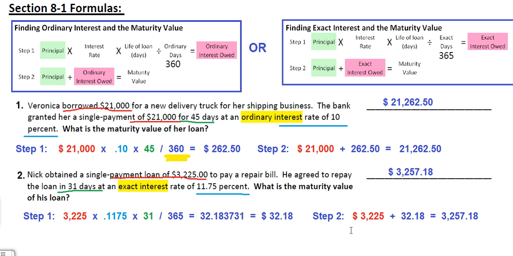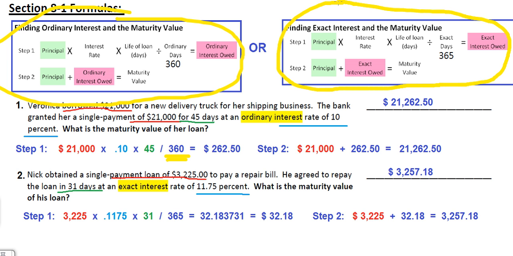So, there you go, folks. Both of these sets of formulas are very similar. The ordinary is very similar to the exact. You just have to be sure that you're always using the correct set of formulas in order to get the correct answers. Don't forget to show your work, and don't forget to write your final answers on the lines provided.